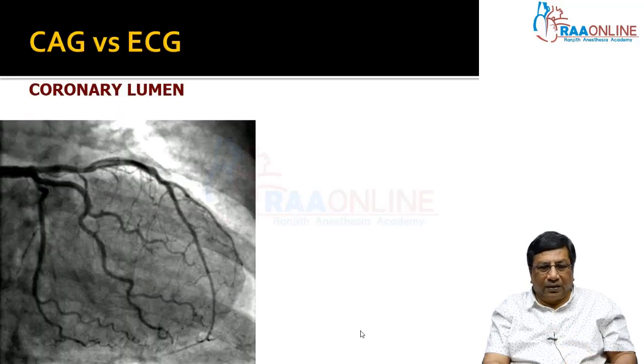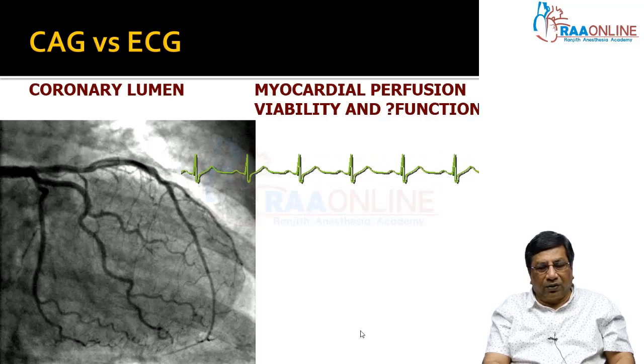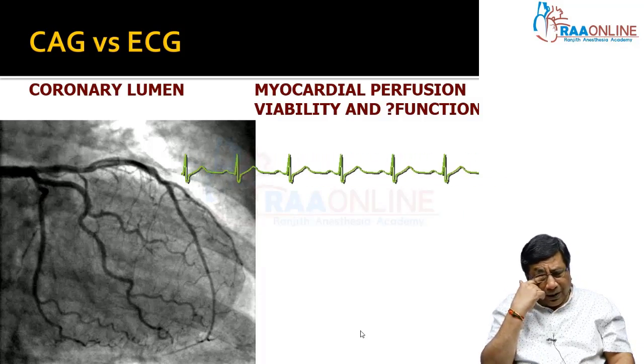So we already discussed the importance of the electrocardiogram over and above a coronary angiogram, because a coronary angiogram is a luminogram which tells you the big epicardial coronary arteries are normal, but the electrocardiogram gives you the ultimate myocardial perfusion as well as information about the viability and sometimes of the function. So that's why the electrocardiogram, as far as the myocardial cell is concerned, gives you more information than the coronary angiogram.